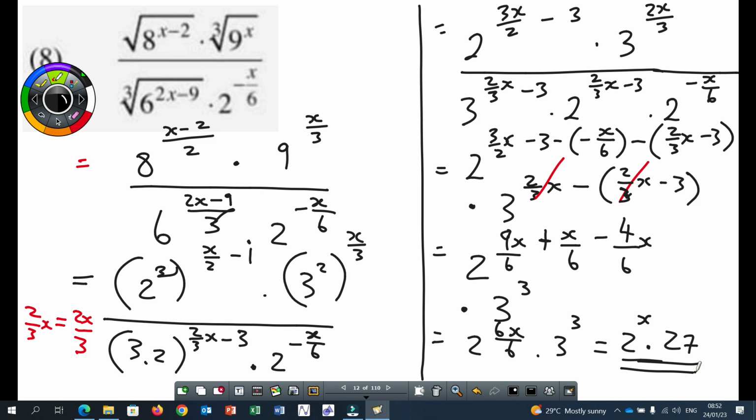Right, is there anybody who has got any questions so that we can clarify whatever issues you might have? How many of you got that as the answer? Right, so if you didn't get 2 to the power of x times 27, okay, please just write the corrections. All right.